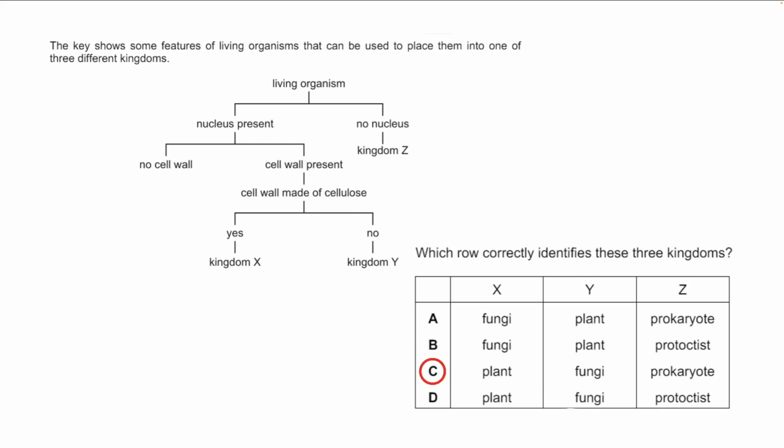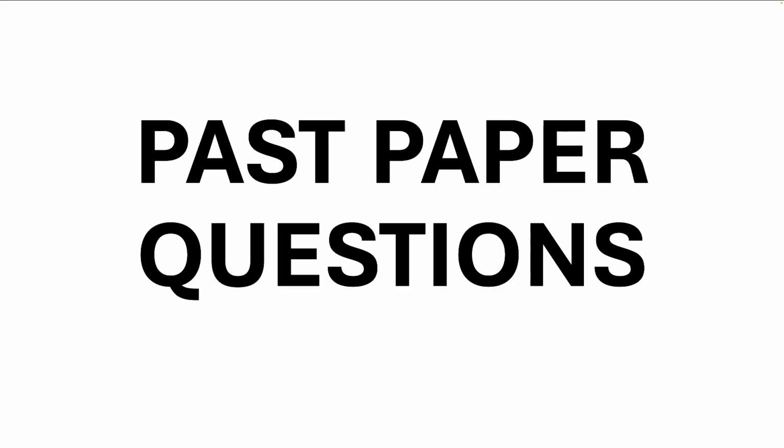Looking at the diagram, first we have to find X, which, if we go down the diagram, is a living organism with a nucleus and a cell wall made of cellulose. So it must be a plant, because they're the ones that have a cell wall made of cellulose. Then we've got to find Y, a living organism with a nucleus, but the cell wall is not made of cellulose. Instead, it must be made of chitin, making it a fungus. And finally, a living organism with no nucleus must be a prokaryote, because they don't have any nuclei or membrane-bound organelles, which is Z.